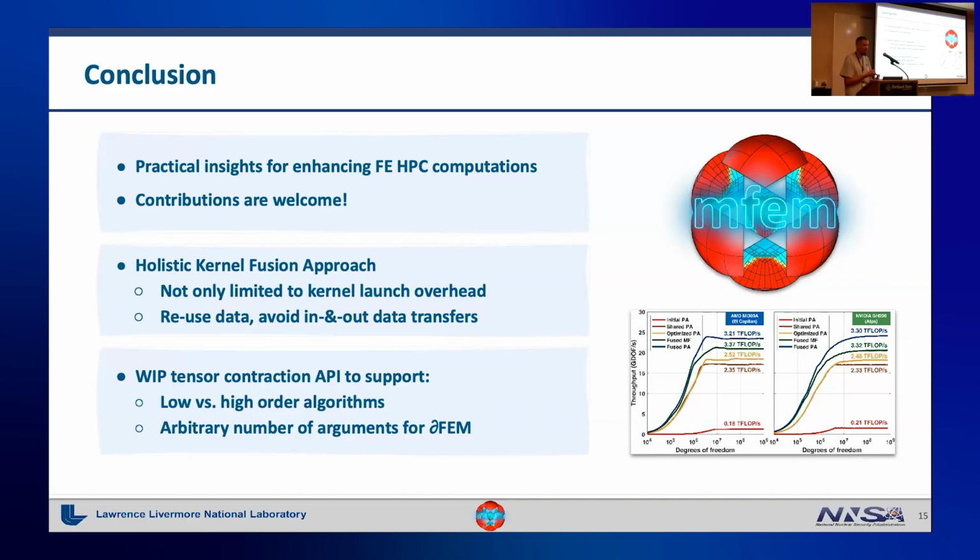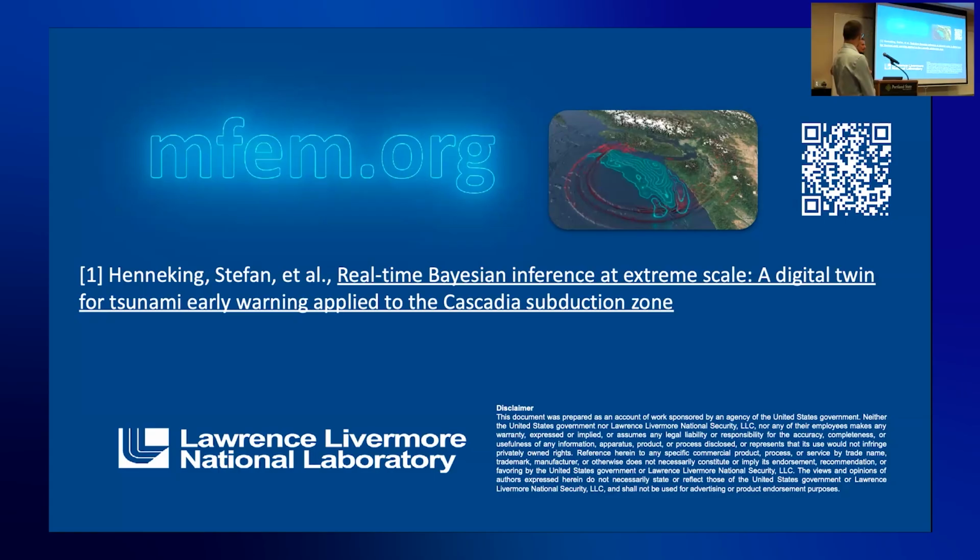There's still some work in progress. We know that there's not one algorithm for all. There are some for the low orders, others for high orders. There are also new developments such as DFEM that require an arbitrary number of arguments. And we saw that each argument takes some resources each time, which is an open question and some active development now. Thank you.